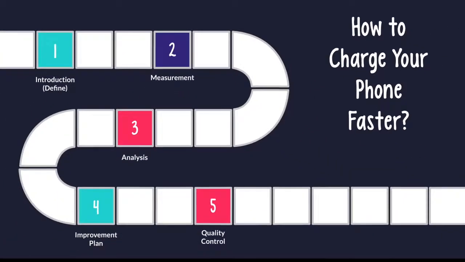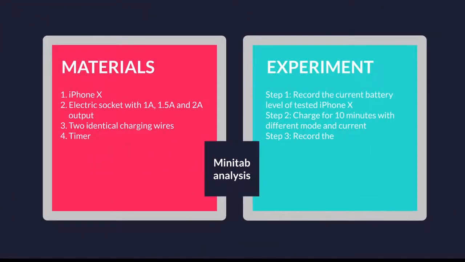And third, we come to the analysis. Before the analysis, we prepare the materials. We only include four things. Number one, an iPhone 10. Number two, an electronic socket with 1A, 1.5A, and 2A output. Third, two identical charging wires. And fourth, a timer.